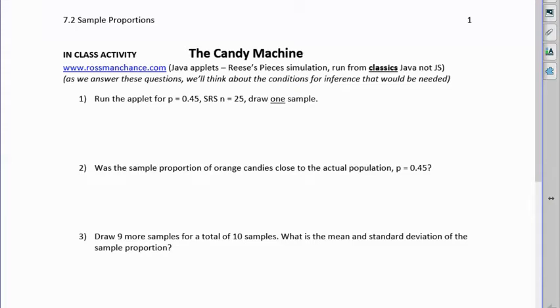7.2 on sample proportions. This first page is called the Candy Machine. It's an in-class activity that we'll do together to explore what happens as you change your sample size and as you change your number of samples. So that's something to look forward to in class.